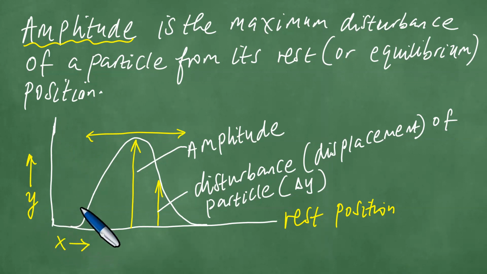So you can see that if this one is the sort of the wave, here is the pulse. And now if you look at the distance from the equilibrium position or from the rest position, the maximum disturbance of a particle from its rest position is the amplitude. So amplitude is the maximum disturbance of a particle from its rest position. That's an amplitude.